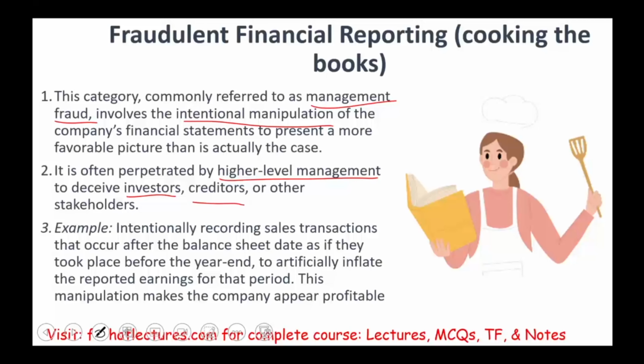Examples would be intentionally recording sales transactions that occur after the balance sheet date as if they took place before year end. To do what? To artificially increase revenue so you can increase earnings for that period. And this manipulation makes the company appear more profitable because you are reporting more revenue.